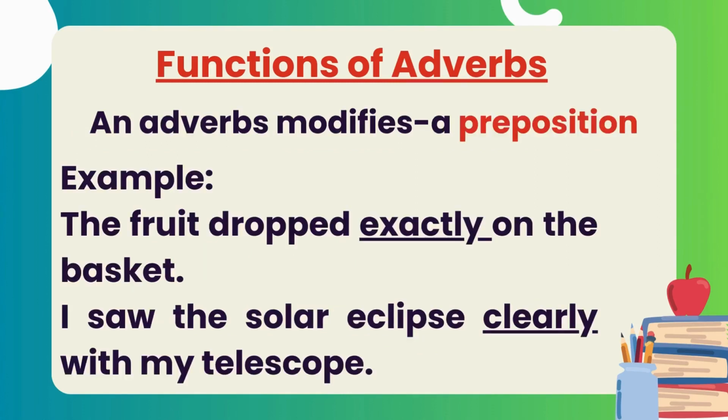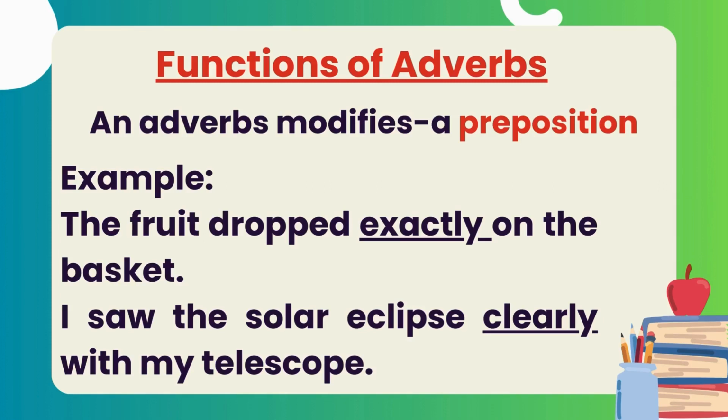An adverb modifies a preposition. For example, the fruit dropped exactly on the basket. Exactly is an adverb that modifies a preposition. The preposition in the first example is the word on. On is a preposition.